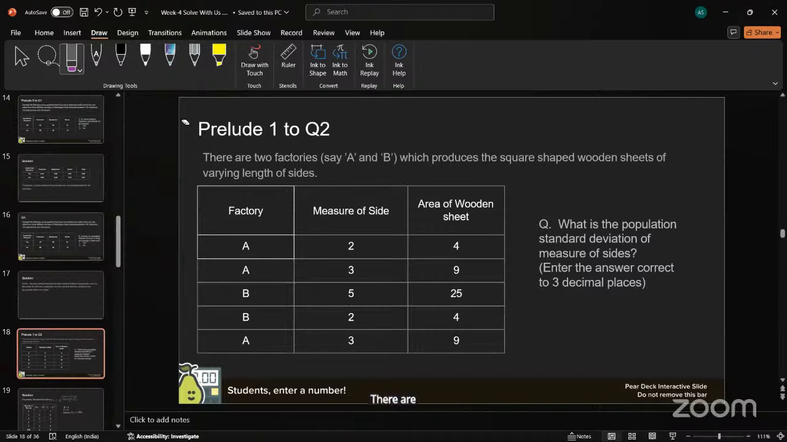There are two factories A and B which produce square-shaped wooden sheets of varying length. What is the population standard deviation of measure of side?